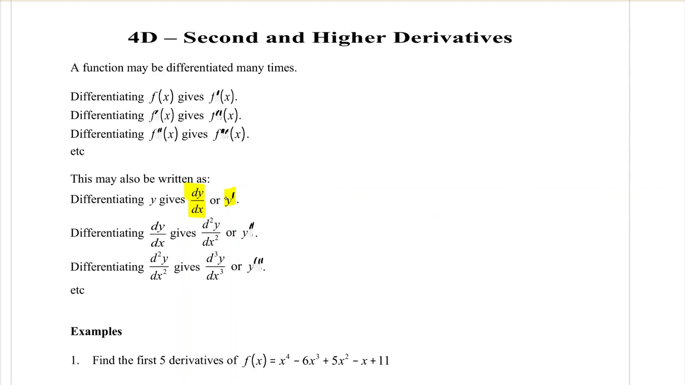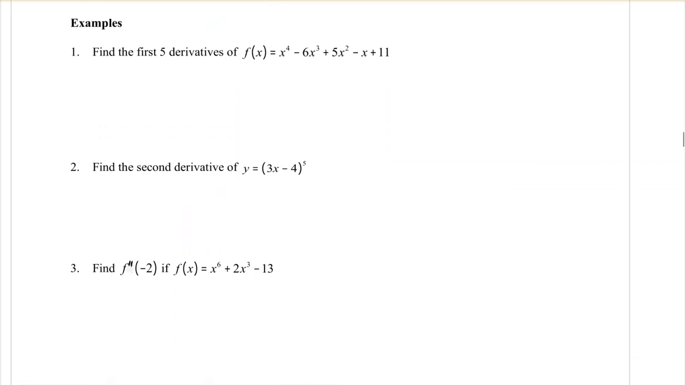If I do a second derivative, it becomes d squared y over dx squared. Okay, so the squared is after the d on the top of the fraction, after the x on the bottom of the fraction. And if I do a third derivative, then they just become d3y over dx cubed. Okay, so we're just going to find some higher derivatives.